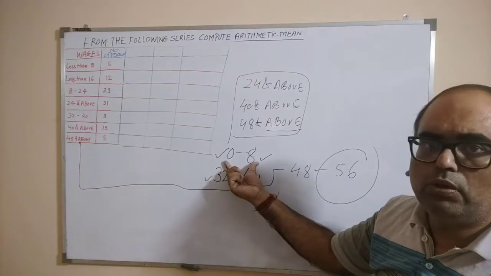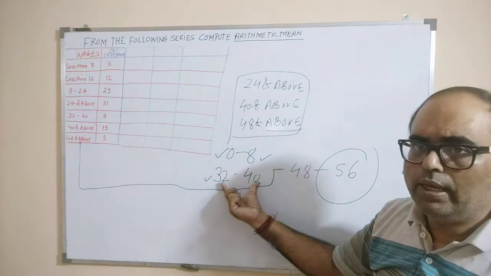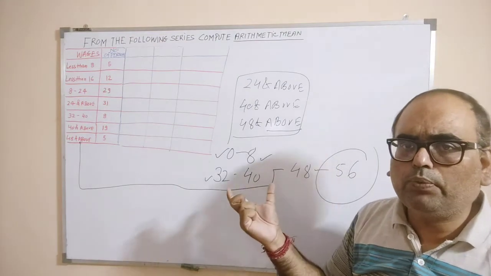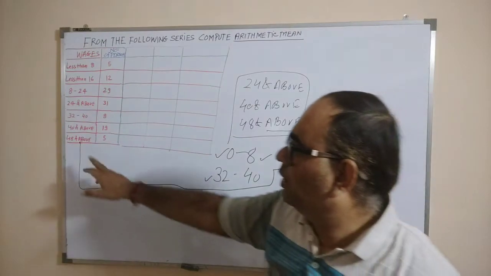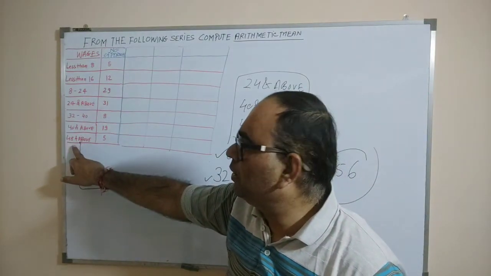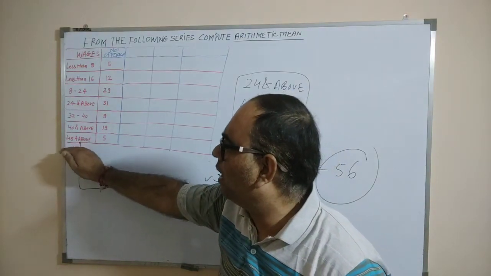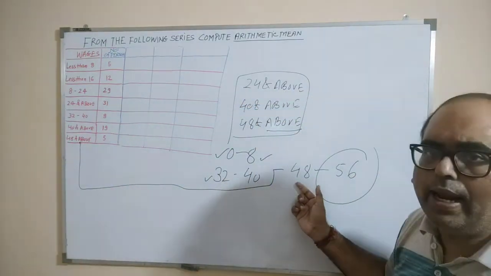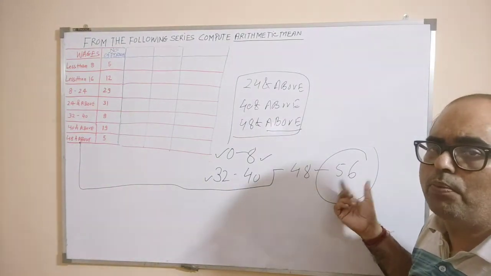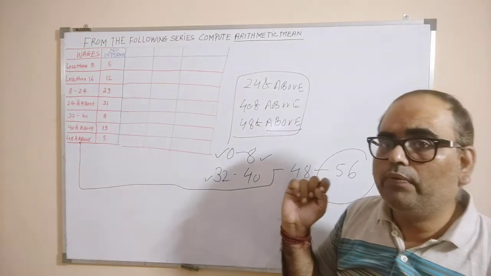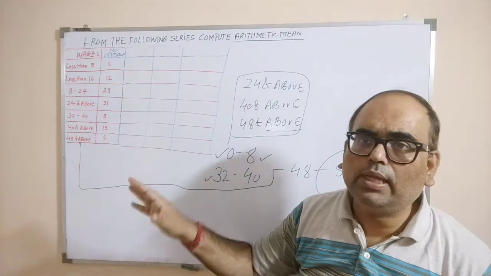I'll tell you one more time. The first class interval is 0 to 8. One more class interval is given, 32 to 40. In both class intervals, the difference between the lower limit and upper limit is 8. So by the same logic, the upper limit of the last class will be found by adding 8 to 48, and it will come to 56. So the maximum wages given to the persons in our class is 56.